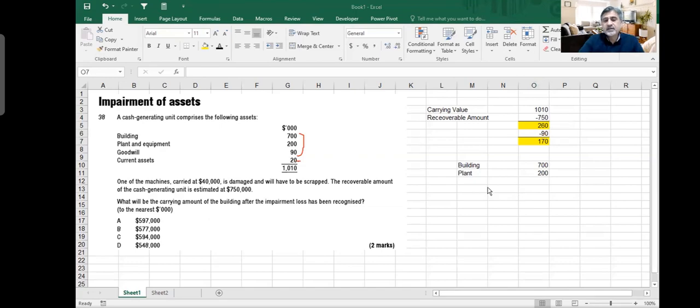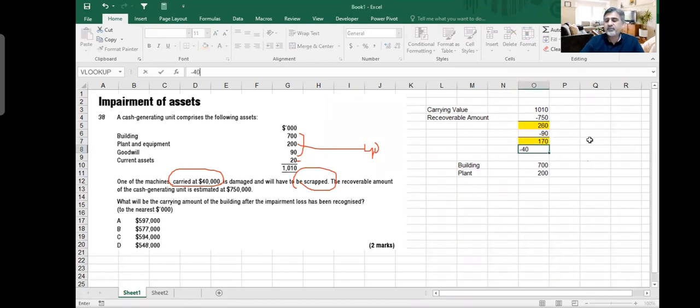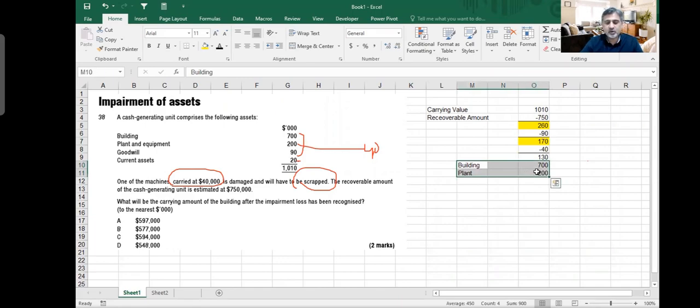But then they also tell us that there is an equipment, a machine, which has 40,000 value and it is scrapped. So it means that this 40,000 should be subtracted from here, from plant. So I can say that my 90 will be removed from goodwill, 40 I will remove from my plant, and what is remaining is 130. So 130 I need to distribute.